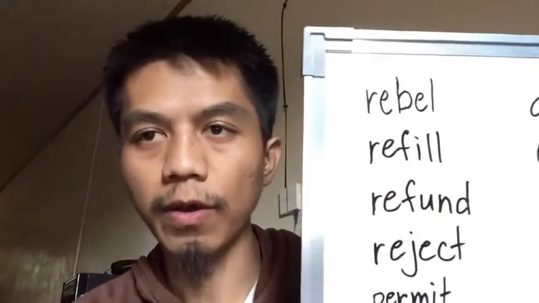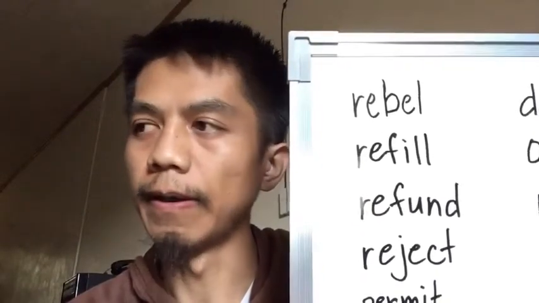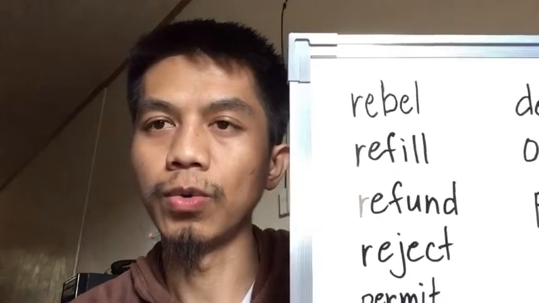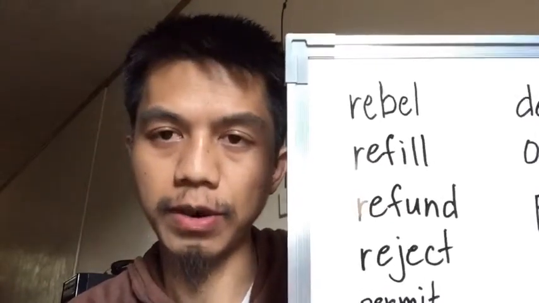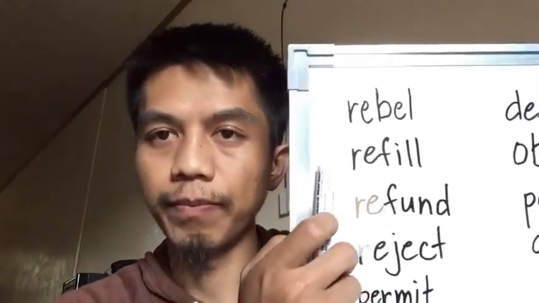Okay, so let's take a look at this one. Now, if you say rebel, that means a person who just rebelled, or a person who is rebellious. When you say rebel, that's an action word. It's a verb. Let's go to the next one. When you say refill, that's a noun. When you say refill, that's a verb. So when you say refill, the stress is on the first syllable. And when you say refill, the stress is on the second syllable.